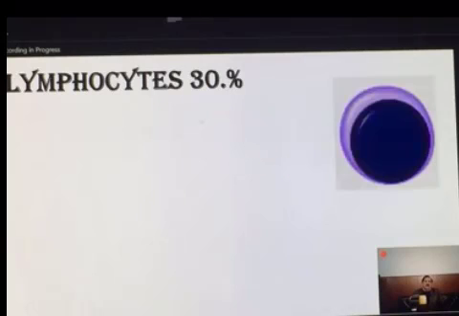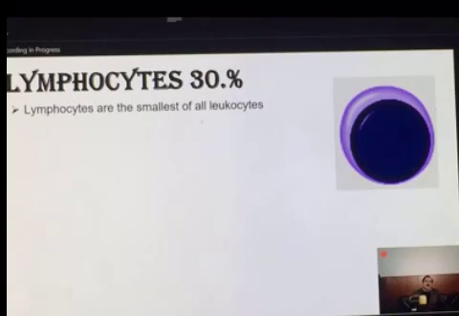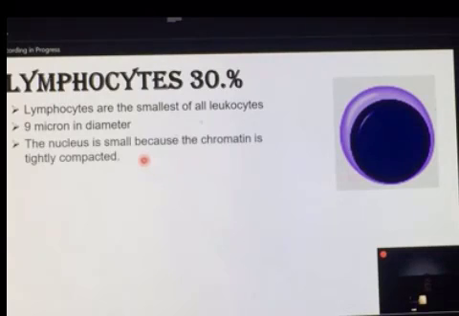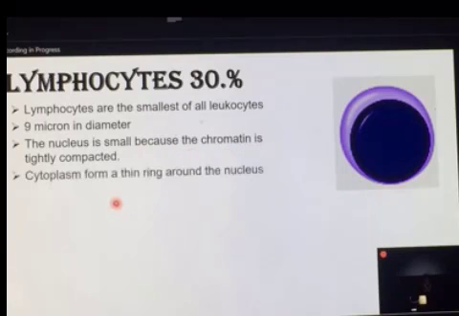This is the structure of a lymphocyte. They are the smallest of the blood series. This cell is the smallest among the white blood cells. They are 9 microns in diameter. The nucleus is small because the chromatin is tightly packed. The cytoplasm forms a thin ring around the nucleus. You can see this is the nucleus. The nucleus is large and almost occupies the interior of the cell, and the cytoplasm forms a thin ring around the nucleus.